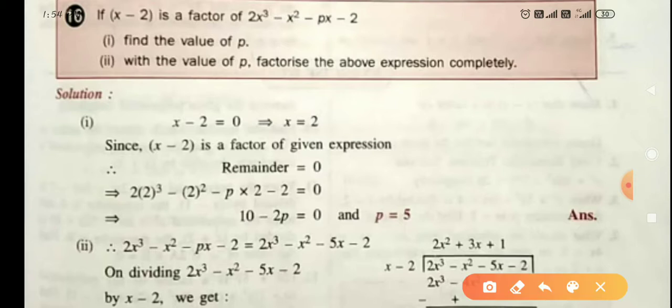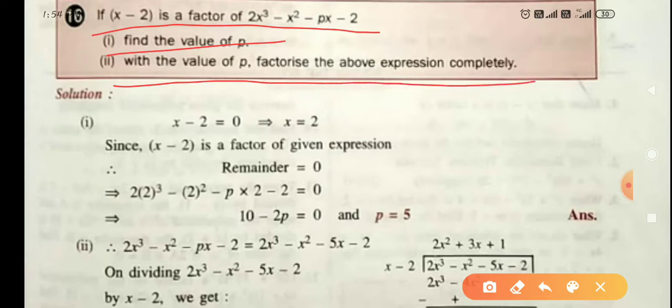If x minus 2 is a factor of 2x cubed minus x square minus px minus 2, find the value of p. With the value of p factorize the above expression completely. So it is same as the previous one. x minus 2 is a factor, so x minus 2 equals 0, x equals 2. You put this value of x in the given polynomial. Here you get 2 into 2 cubed minus 2 square minus p into 2 minus 2 equals 0, 0 because it is a factor.